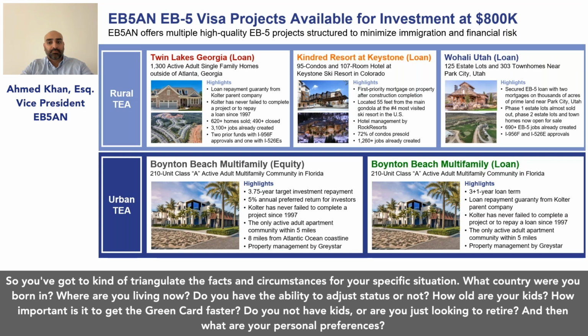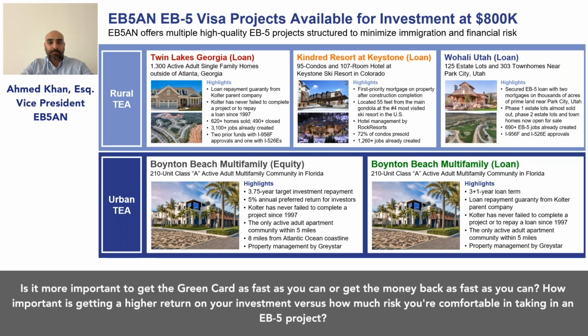What country were you born in? Where are you living now? Do you have the ability to adjust status or not? How old are your kids? How important is it to get the green card faster? Do you not have kids, or are you just looking to retire? And then, what are your personal preferences? Is it more important to get the green card as fast as you can, or get the money back as fast as you can? How important is getting a higher return on your investment, versus how much risk you're comfortable taking in an EB5 project?